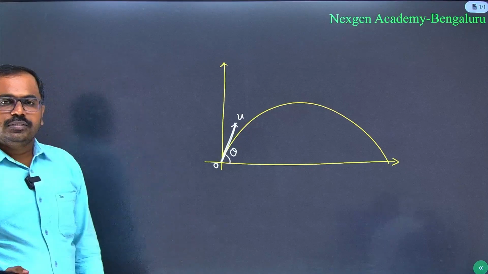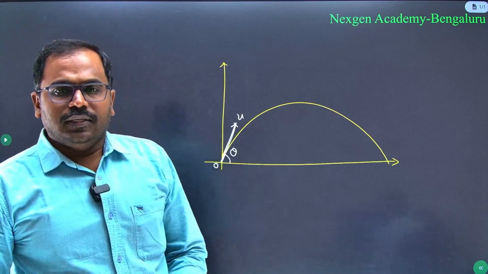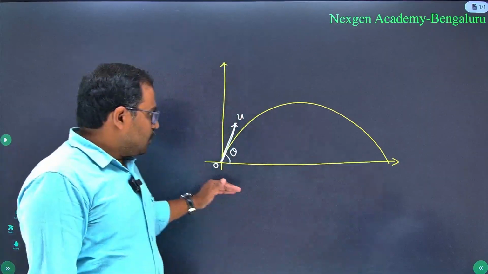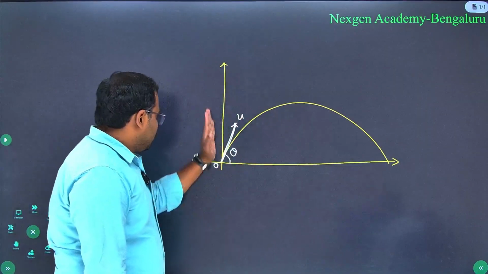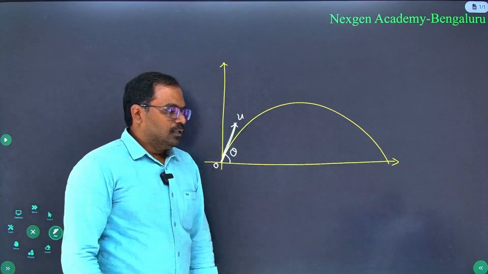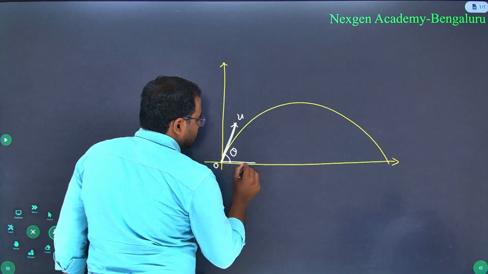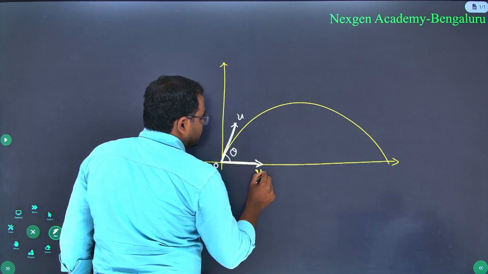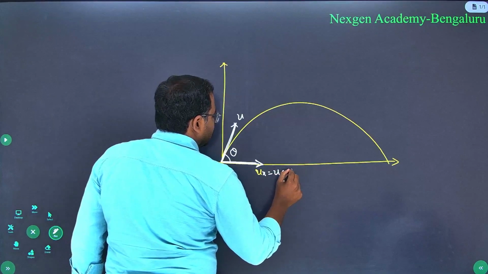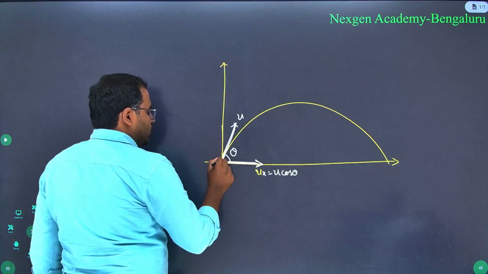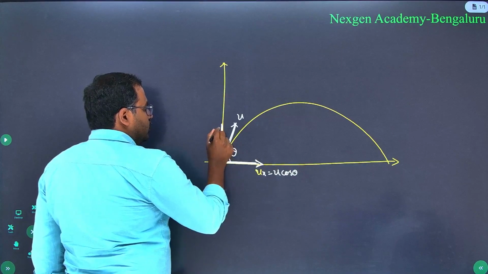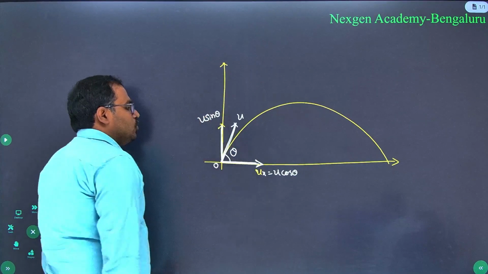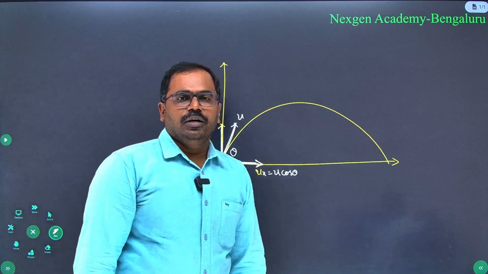This initial velocity, or velocity of projection, can be resolved into two components. One is the horizontal component along the x direction, and the other is the vertical component perpendicular to the horizontal. This one is the horizontal component: ux is equal to u cos theta. We should know how to resolve a vector. A vector can be resolved into two components, one horizontal and another vertical: u cos theta and u sin theta. These are the two components of velocity.